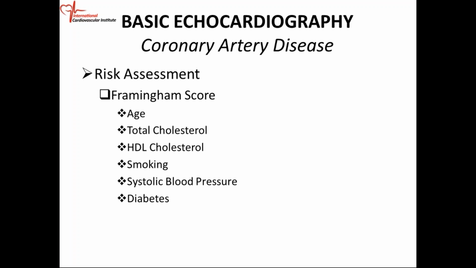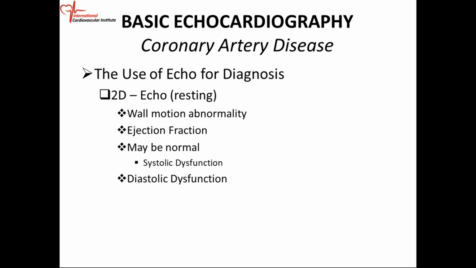And with the Framingham score, we take into consideration the patient's age, total cholesterol, the HDL cholesterol, which is the good cholesterol, whether they smoke, yes or no, the systolic blood pressure, and if they're diabetic. So we look at all these and we put them in a risk table, and then we can give the patient a 10-year risk of developing a heart attack.